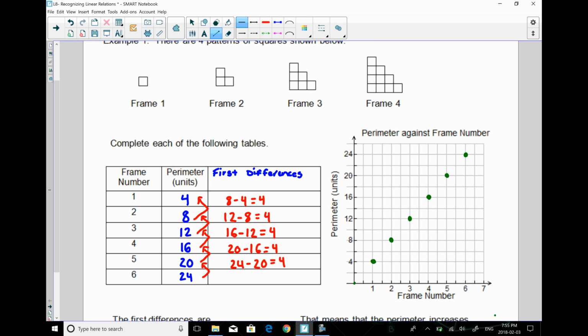So I have to draw a straight line through all these points. What's happening is every time you increase by 1, every time I go over 1, I'm going up by 4. Any point that I go over 1, I'm going up by 4. Okay, that's our first difference.